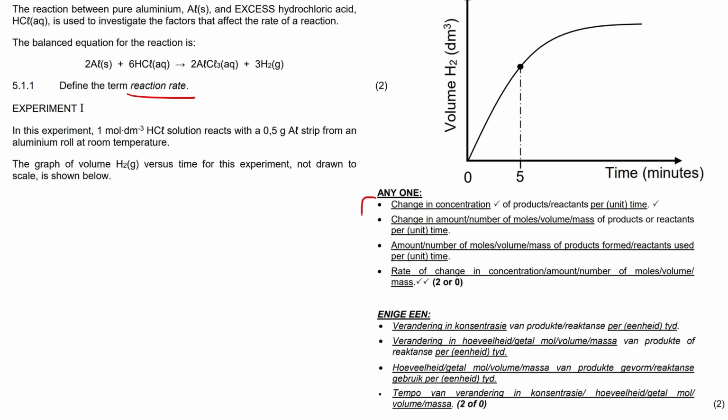I typically use these ones over here, the first two, where it's the change in concentration of product or reactants per unit time, and change in moles of product or reactants per unit time. So you want to include the words change in concentration, and then you can just say product or reactants per unit time, or I like to use change in number of moles of products or reactants per unit time.